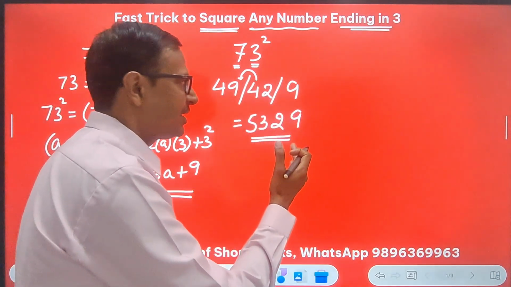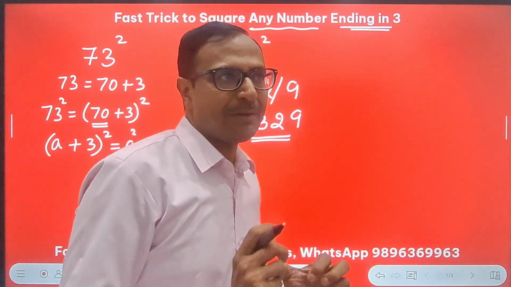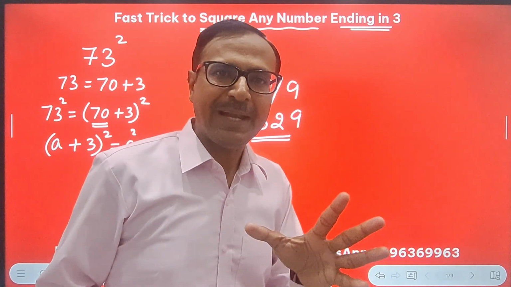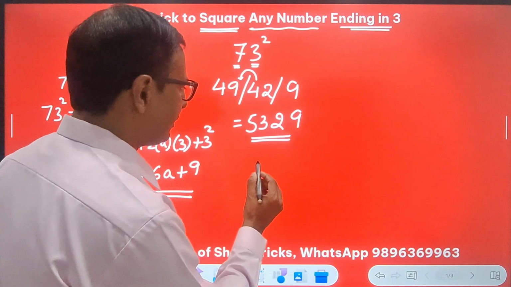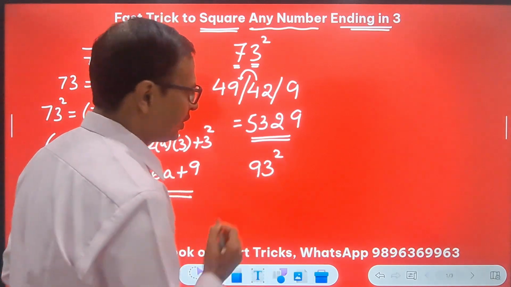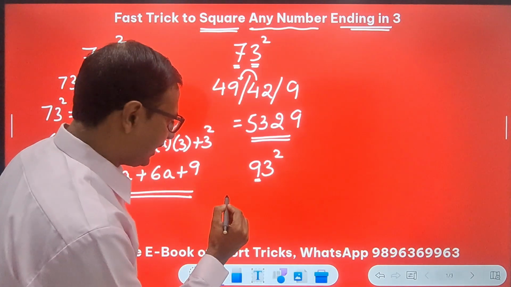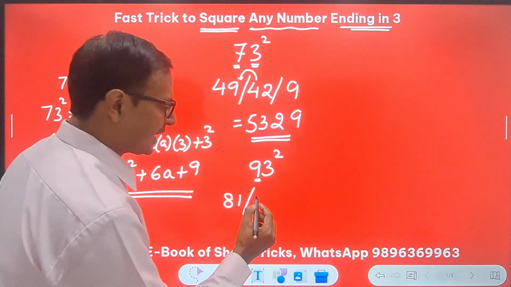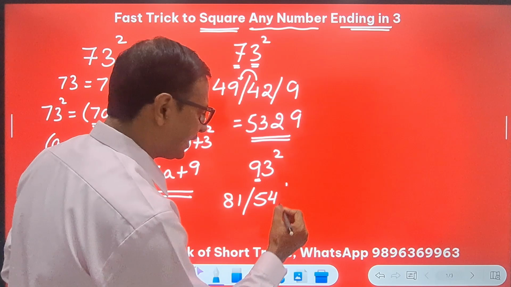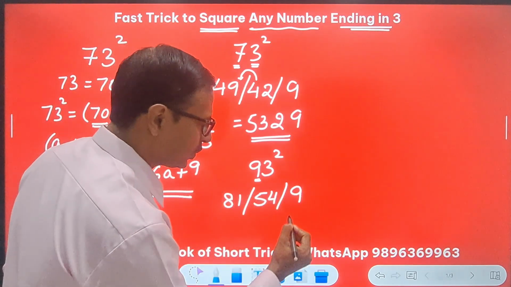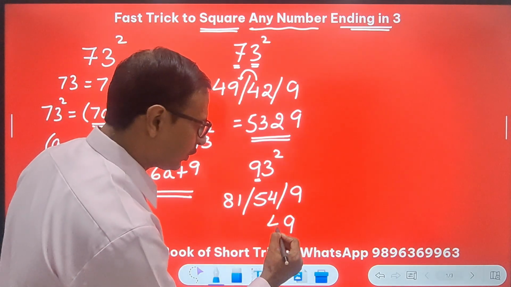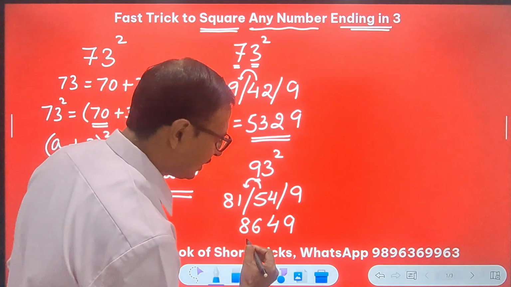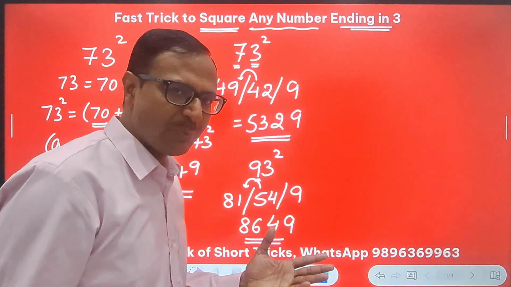And you will be amazed, seeing how much time you will be saving in squaring 2-digit numbers ending in 3. Let's take one more example like 93. Okay, so a square, 9 square is 81. 6a, 6 times 9 is 54, and finally the 9. So the 9, 54 means 4. 5 carried, so 81 plus 5 is 86, and here you have the answer 8649.